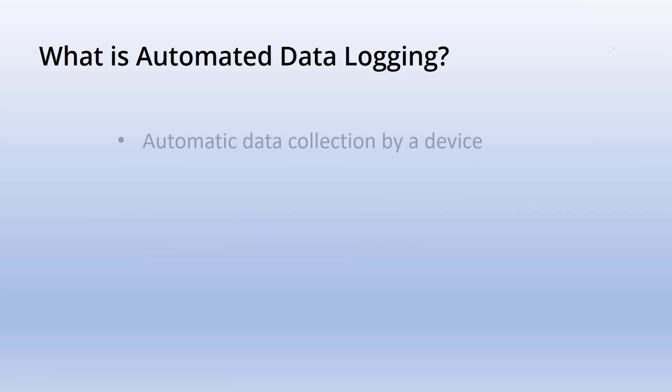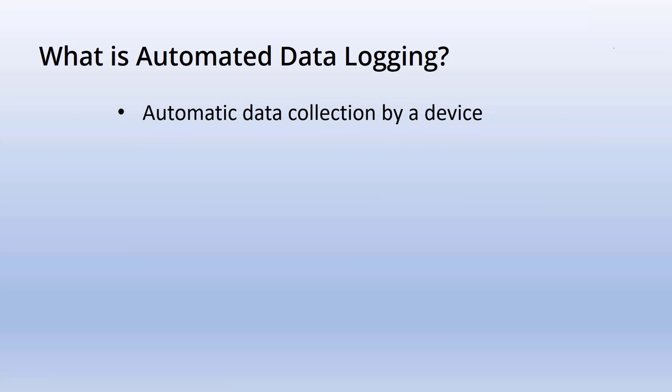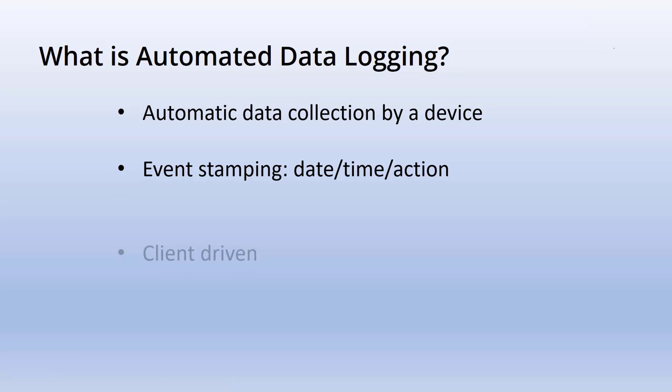What is automated data logging? Well, this is the automatic collection of data by a device or software, and typically the contents of that data are event stamps. So we have dates, times, actions, so that we know what's happened and when. And automated data logging is typically client driven. So what you're seeing here is what the client is doing on a device.